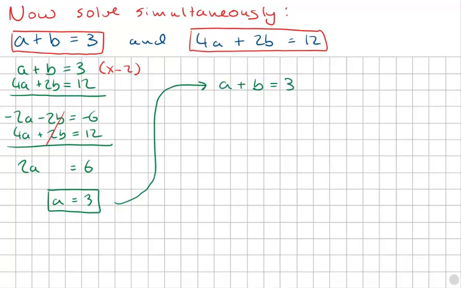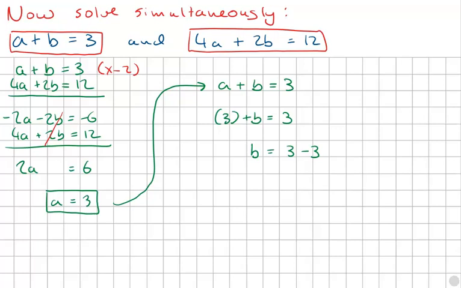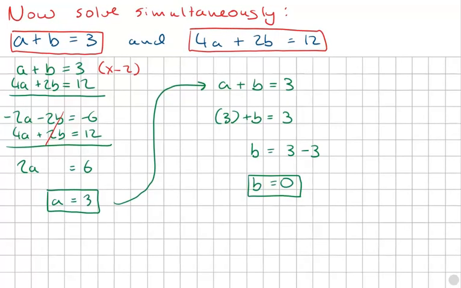And solving for b now, so we take one of the equations and we sub in a as 3. So we have 3 plus b is equal to 3. So b is equal to 3 minus 3. So b is equal to 0.